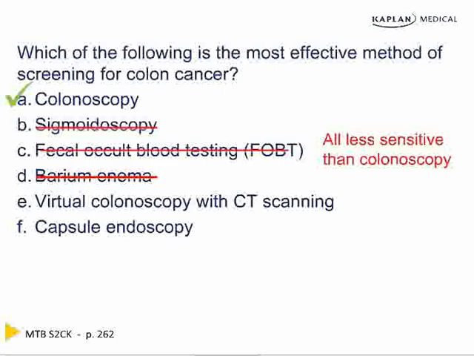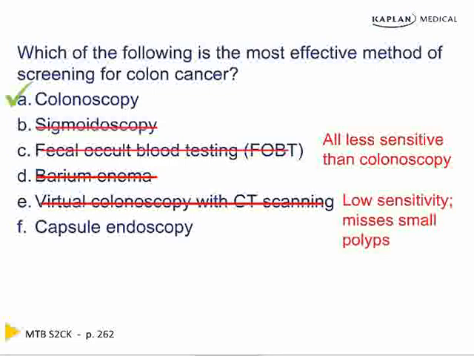Since 40% of colon cancer occurs proximal to the rectum and sigmoid colon, sigmoidoscopy is not nearly as sensitive. Fecal occult blood testing and barium enemas are also less sensitive and do not allow for biopsy. Virtual colonoscopy with CT scanning has low sensitivity, misses small polyps, and if it does find a polyp, you still have to get a colonoscopy. Lastly, it doesn't allow for biopsy. F, capsule endoscopy for small bowel bleeding only. Remember, the only indication it has thus far is for bleeding that has been ruled out from an upper and lower source.